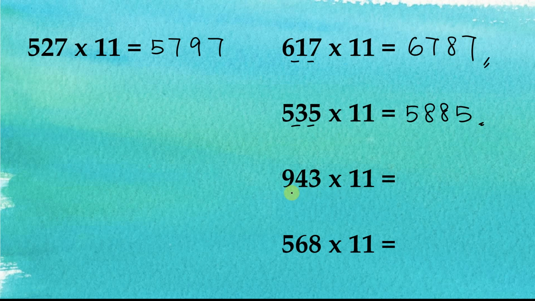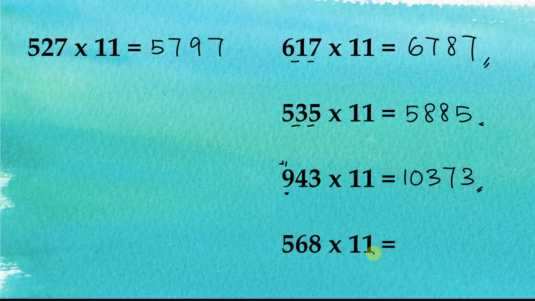The first digit is supposed to be 9, but the sum of the first and second digit is more than 9, so this one will become 10. Okay, we need to plus 1. 9 plus 1, it becomes 10. Okay, and the sum of the first two digits is 13, so we put a 3 here, and the sum of the last two digits is 7, so this is 7, and the last digit is 3, so this is 3.